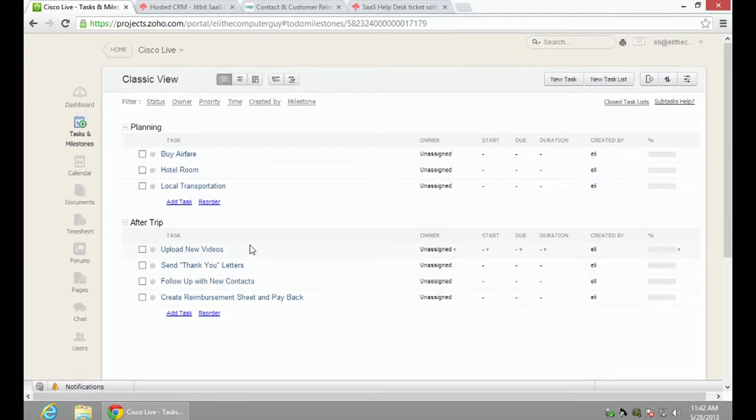So if I spend all the money to fly out to Las Vegas, I spend all the time to go to Interop, I take all the energy to collect these business cards, but then I don't bother, or I forget to contact the people on the business cards, well then, what the hell was the point of that? And of course, the big thing is create reimbursement sheet and pay myself back for trips. So this is why these are important.